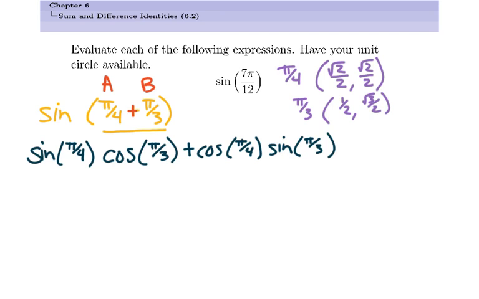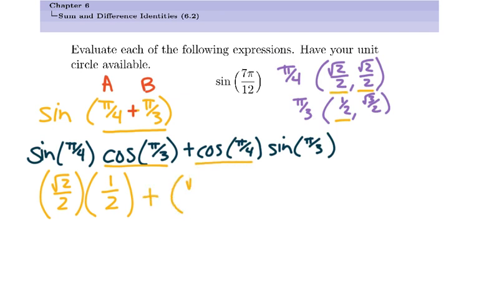So sine of pi over 4, just take the y value. So I get square root of 2 over 2. What's cosine of pi over 3? Well, it's the x-coordinate, so I'm going to get 1/2. Bring down the plus sign. What's cosine of pi over 4? Well, square root of 2 over 2. What's sine of pi over 3? The y value, square root of 3 over 2, right?